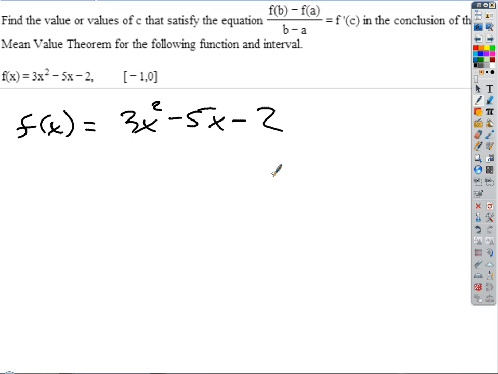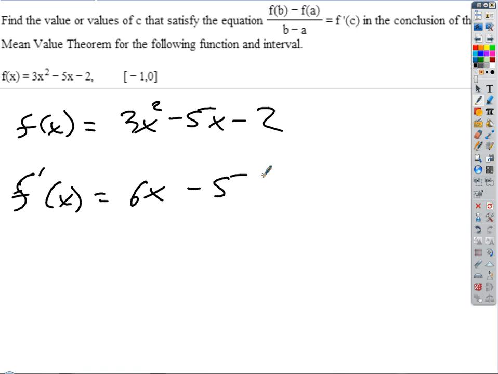It's continuous. What about differentiable? Well, let's find out. Take the derivative. f prime of x is what? 6x minus 5. Okay. So are there any sharp corners? No. Are there any places where that derivative would be wacky? No. All we're doing here is we're applying the same criteria to the derivative that we applied to the function.